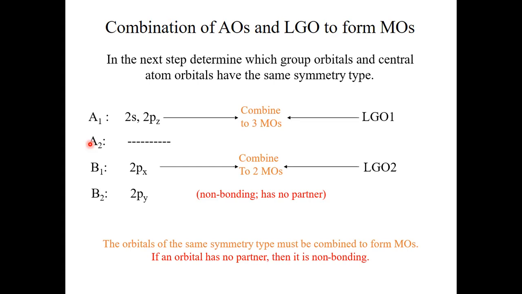You do not need to determine orbital overlaps by inspection, which can be prone to error. Rather than that, you know that the 2py orbital has symmetry type B2. There's no ligand group orbital that has that symmetry type. We know, therefore, that the 2py orbital does not have appropriate symmetry to overlap with the 1s orbitals to form a molecular orbital, and therefore it remains non-bonded.